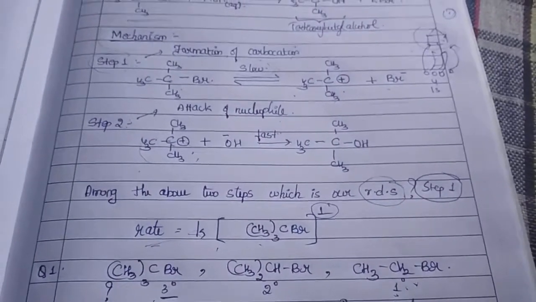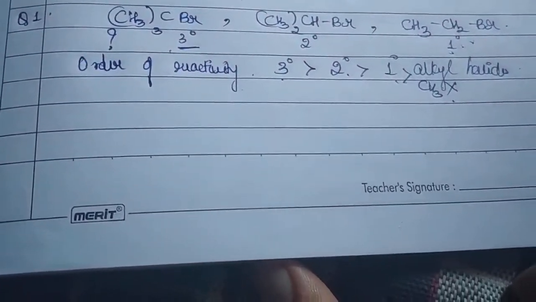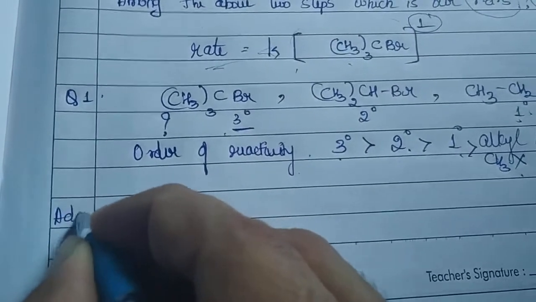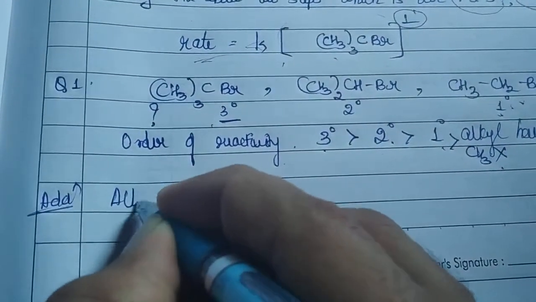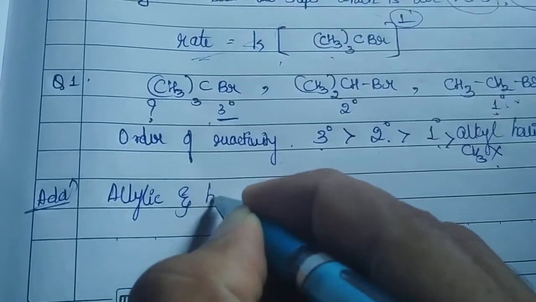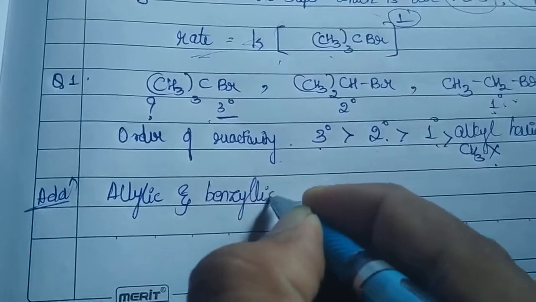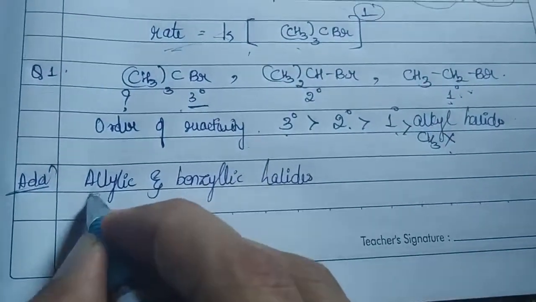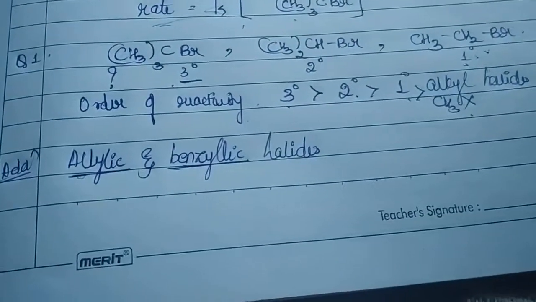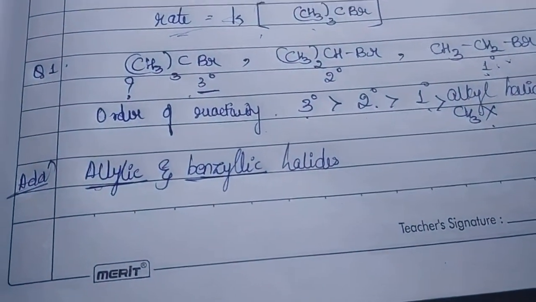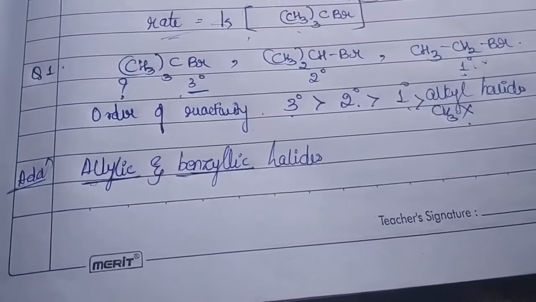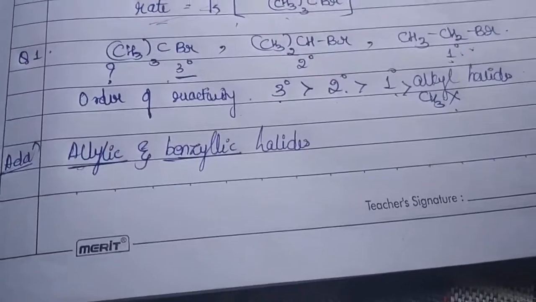Now let us share some additional information. You have been given allylic and benzylic halides. Of course, you have to remember that these allylic and benzylic halides also follow the SN1 mechanism. Both allylic and benzylic halides are primary halides.